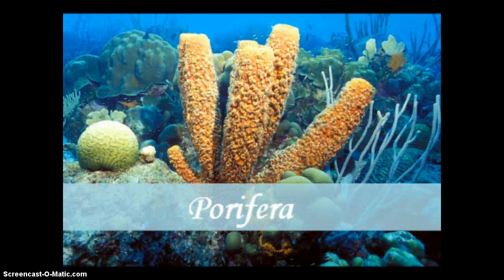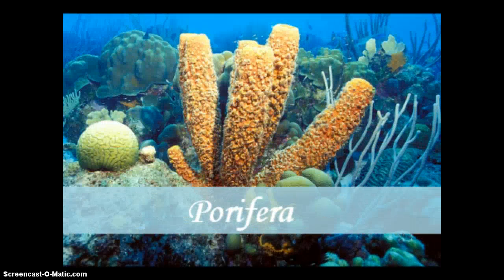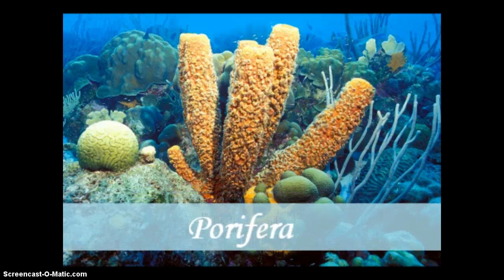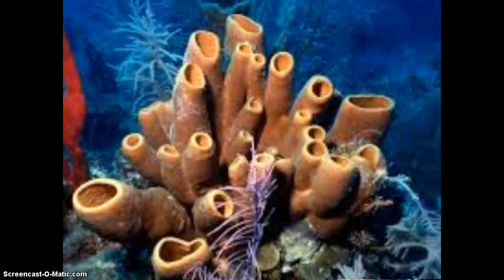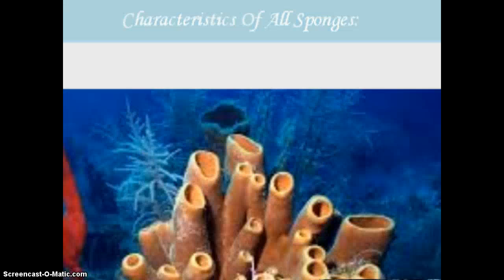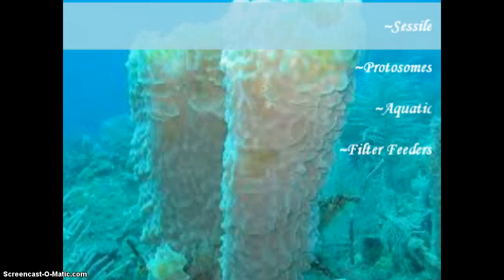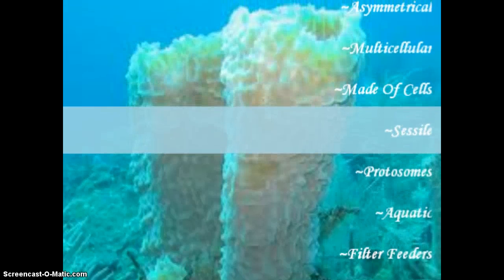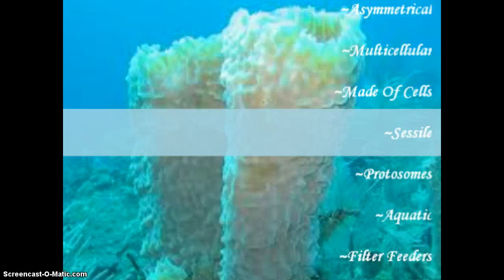Okay, so this is my Porifera project. Here it goes. The characteristics of all sponges are that they are asymmetrical, multicellular, made of cells, sessile, protozoans, aquatic, and filter feeders.